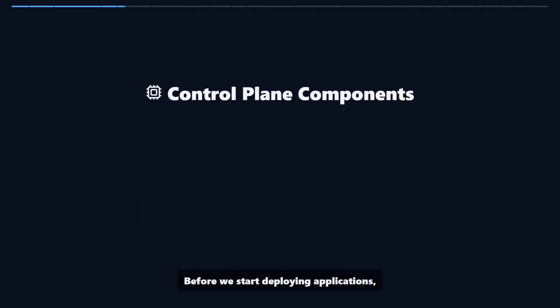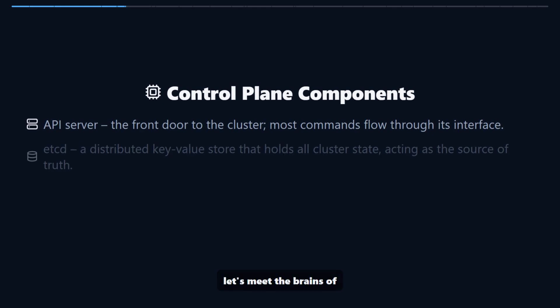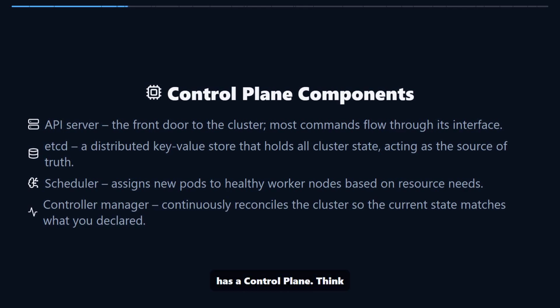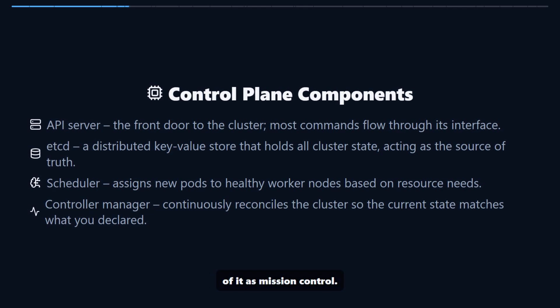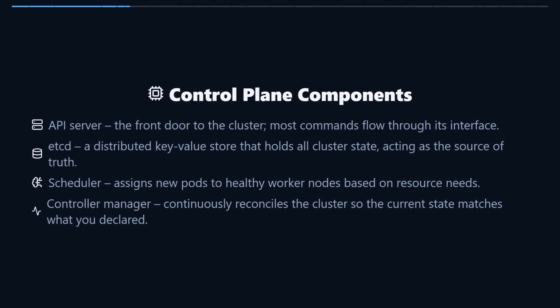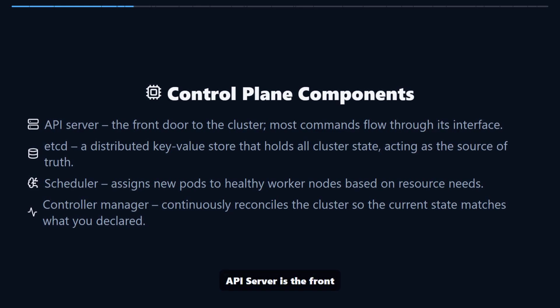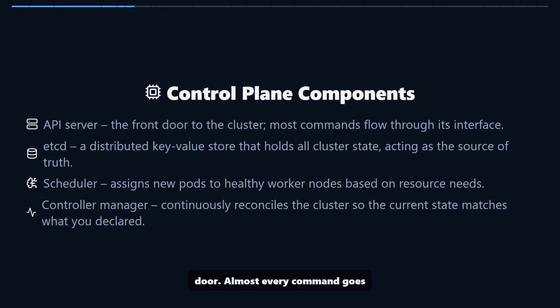Before we start deploying applications, let's meet the brains of the cluster. Every Kubernetes cluster has a control plane. Think of it as mission control. Whenever you create, update, or delete something, your request passes through 4 major components. The API server is the front door. Almost every command goes through it.